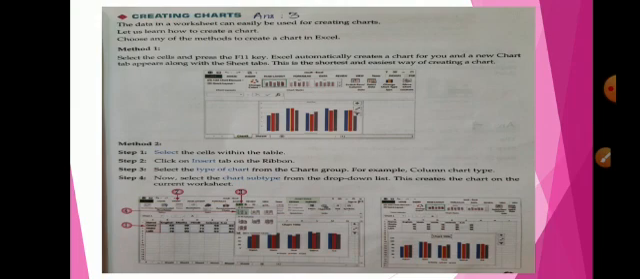Next is, a column chart is used to compare values over a period of time. A bar chart illustrates comparison among individual items. So these are the 2 points which I have given you. If you want, you can make 3 more points in your textbook. So everything is given, only you have to note down.